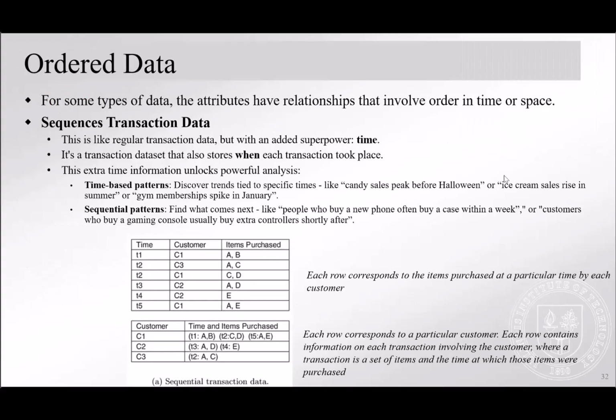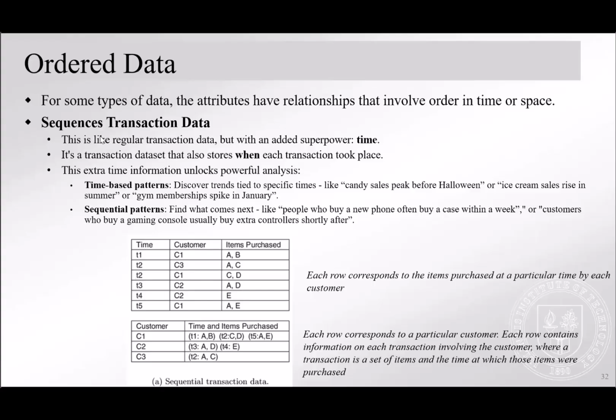Now let's look at our final main category, ordered data. In ordered datasets, the attributes have a relationship involving order in time or space. The sequence, in other words, matters here. So we add more complexity. Remember, ordered data just means the attributes have relationships involving order in time or space. If you know that, that's perfect. That's the takeaway, at least with the slide.